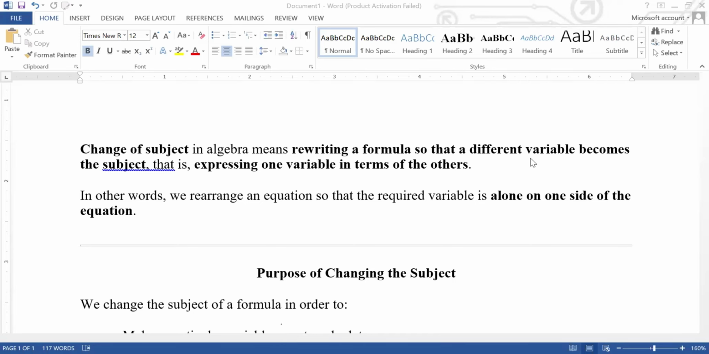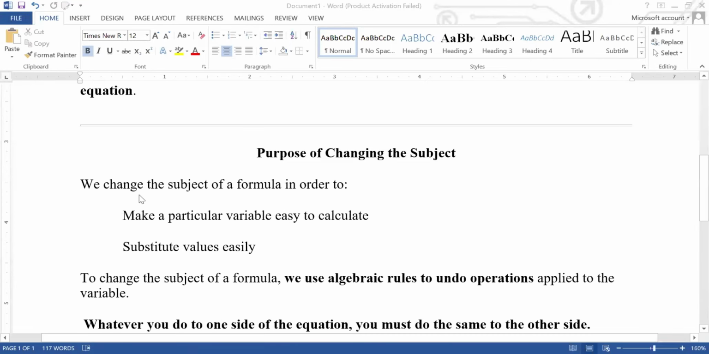Change of subject in algebra means rewriting a formula so that a different variable becomes the subject. That is, expressing one variable in terms of the others. In other words, we rearrange an equation so that the required variable is alone on one side of the equation. Purpose of changing the subject.